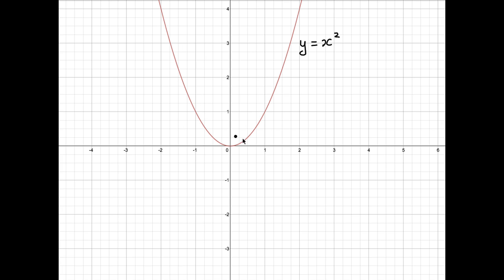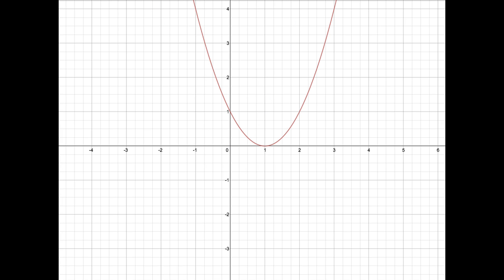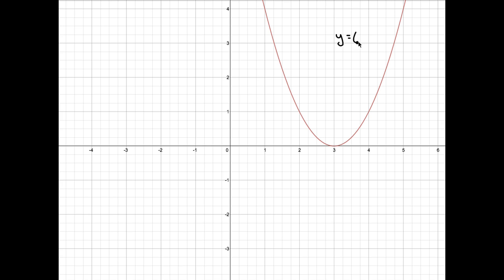So this parabola, y equals x squared, and what we can do with this is move it to the left or right. There it is being moved to the right. In that particular position, we've got the graph of y equals (x minus 3) all squared. So that's x minus 3 all squared, and it moves 3 units to the right.